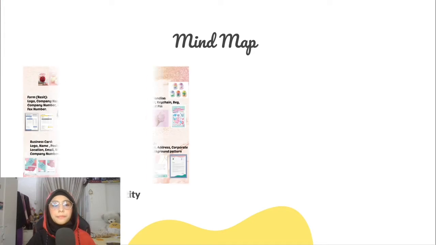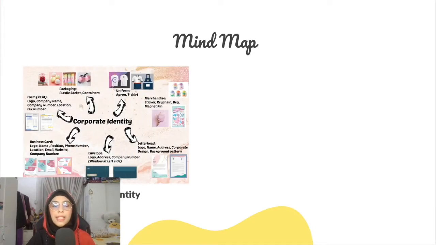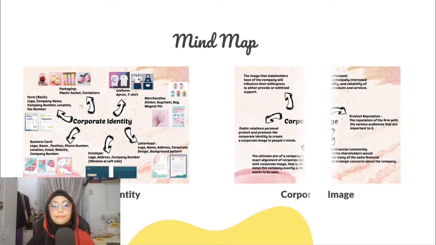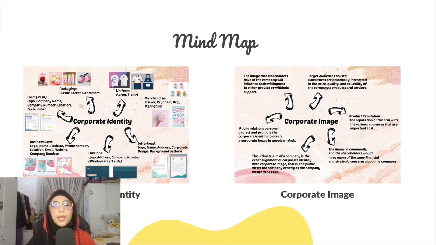Mind map. Corporate identity. We have letterhead, envelope, business card, receipt, packaging, uniform, and merchandise. Corporate image. What is corporate image? Corporate image is a target audience focus, which consumers are principally interested in: the price, quality and reliability of the company's product and services.